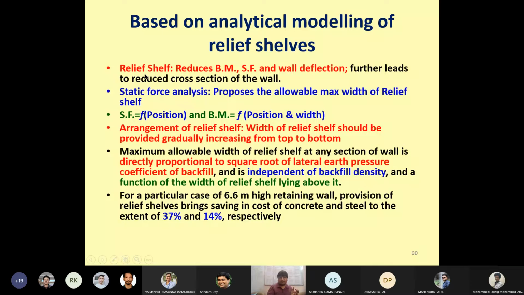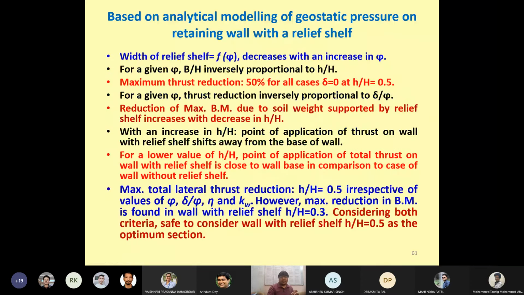Okay, so shear force is a function of the position of the relief shelf, and the bending moment depends not only on the position but also on the width of the relief shelf. Other points I have already cited. Now, from the parametric study that I have shown as a very small part, there was something interesting to note.